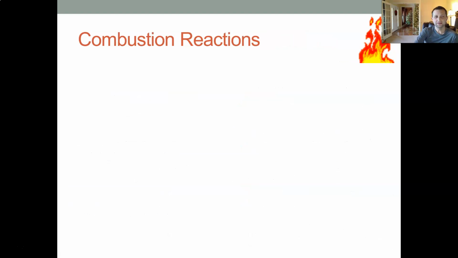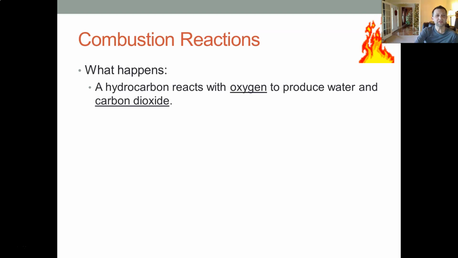Last one is usually students' favorite reaction type, combustion reactions. So what happens here is a hydrocarbon reacts with oxygen to produce water and carbon dioxide.